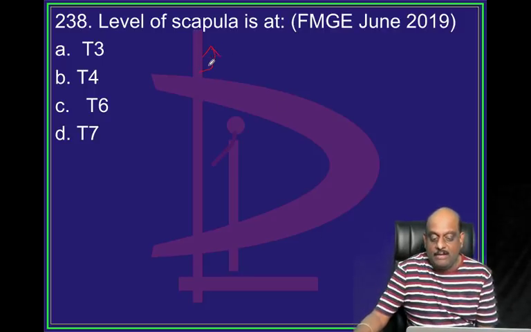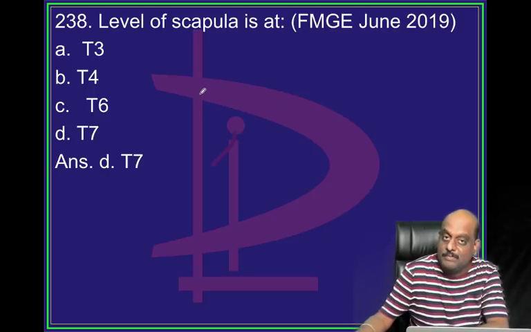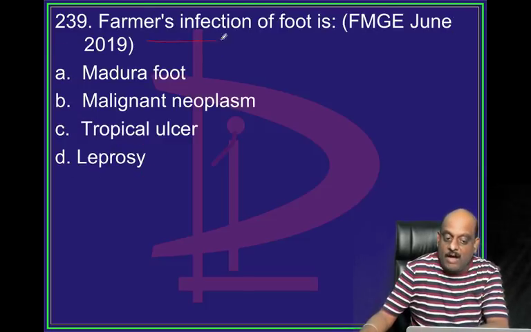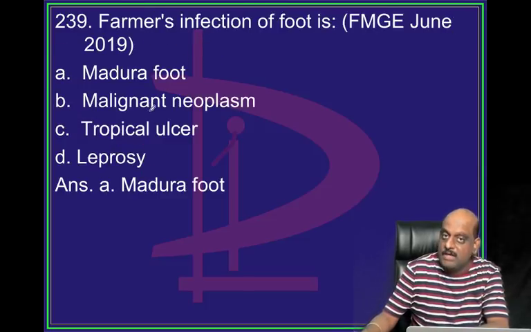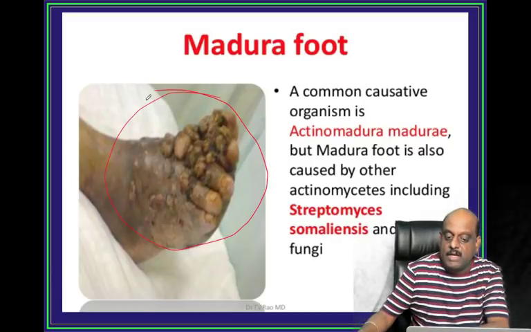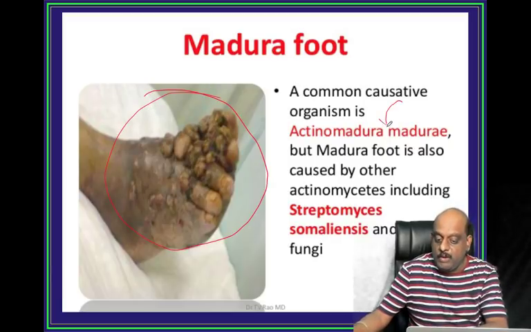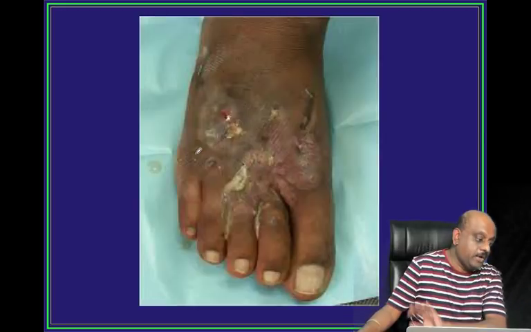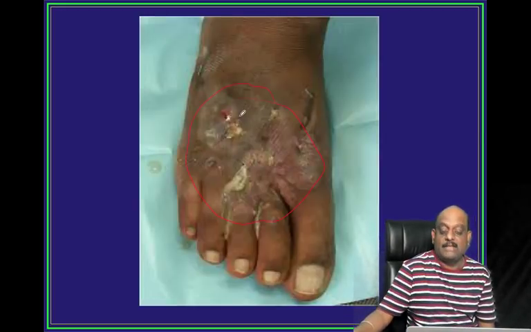What is the level of the tip of the scapula? Typically T7. Farmer's infection of the foot is Madura foot. Actinomadura is the one which is responsible. Madura foot. This is another example of Madura foot.